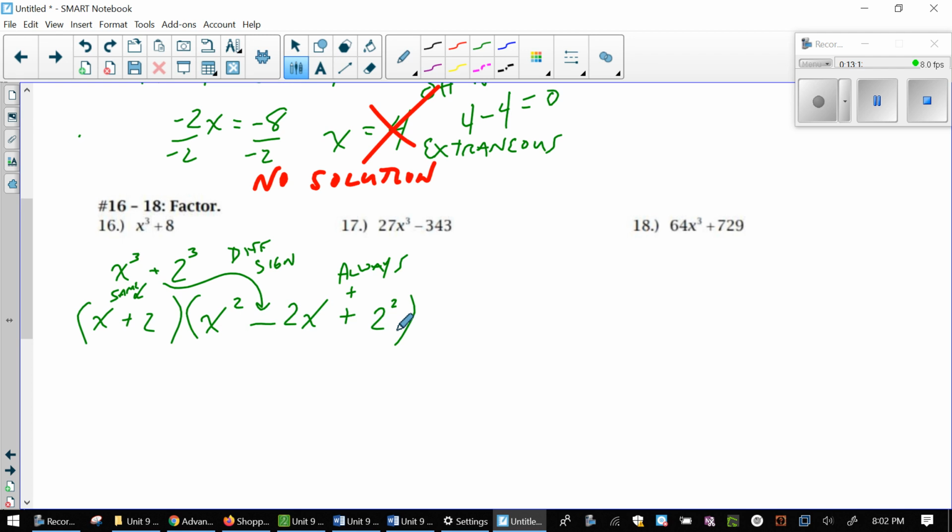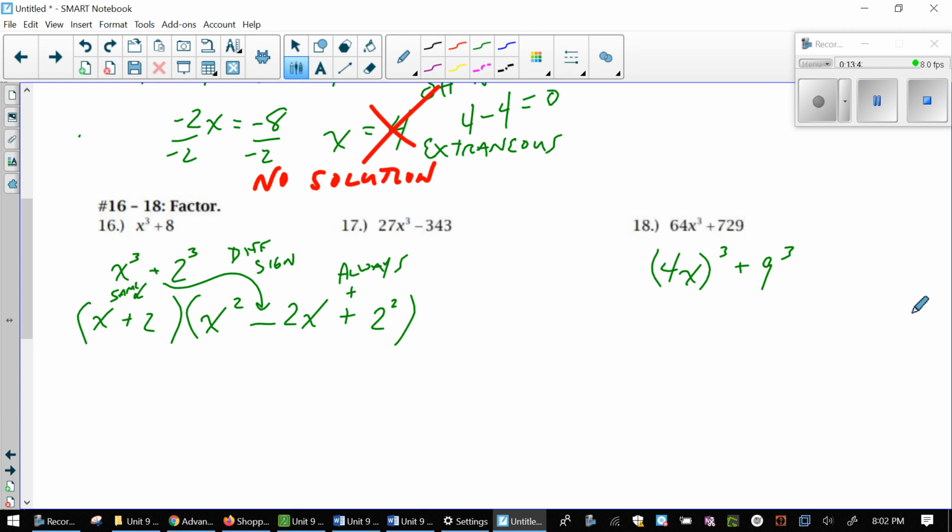Let's do one more here. Let's go over here. 64 is 4 cubed, so this is 4x cubed. And 729, do we know this one? Let me check my calculator really quick. The cube root of 729 is 9.